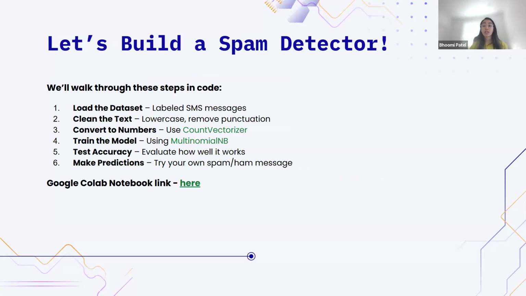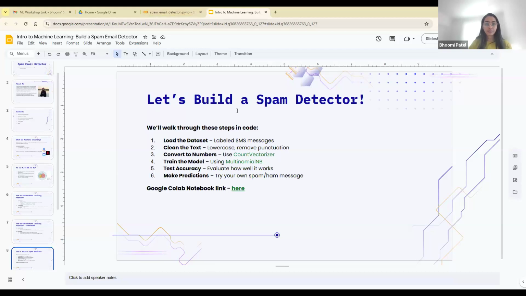Now we can start building a spam detector. These are the steps we'd go through. We'd load the data set, clean it, and convert it to numbers, so we also see what the numbers look like. We're going to train the model. We're going to take one model, a multinomial naive Bayes model, which is a very basic model. Then we're going to test the accuracy and make predictions, and so on. I'll share the Google Colab link in the Zoom right now, so you can all work along and we can do this together.